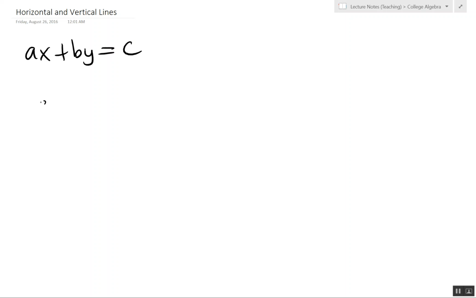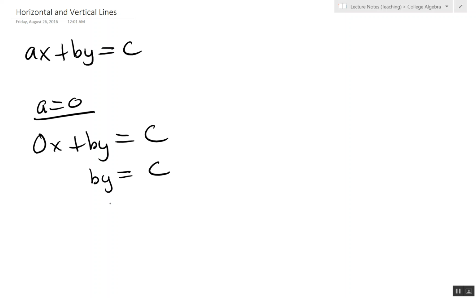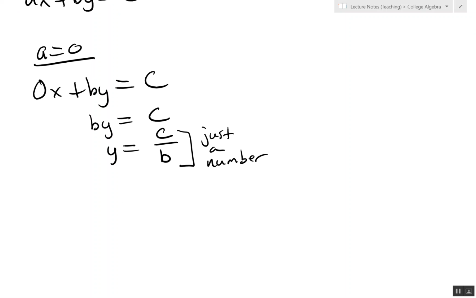So let's look at what happens when a equals 0. Well, when a equals 0, we get 0x plus by equals c. Notice that this just becomes by equals c, and we get y equals c over b. And this c over b is just a number, so we're just going to call it k. So if y equals k, then it doesn't matter which value of x, y will always equal k. And this turned out to be a horizontal line.